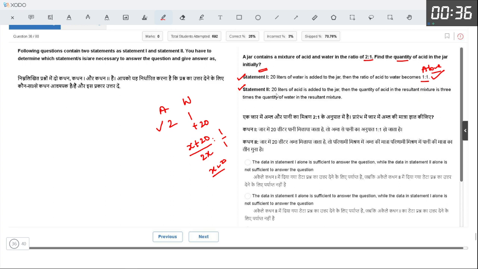So second statement, 20 liters of acid added to the jar, then the resultant mixture is 3 times, again the ratio given, the quantity of milk and water with how much they added. So this alone is also sufficient. You can say that either statement 1 or statement 2 alone is sufficient to answer. That's it. You can solve in very less time.